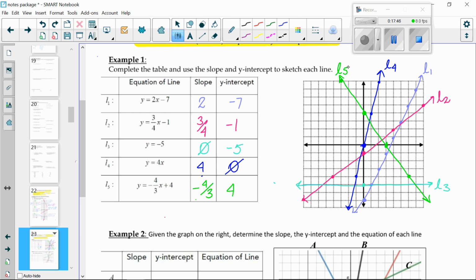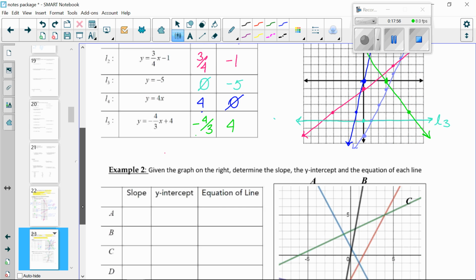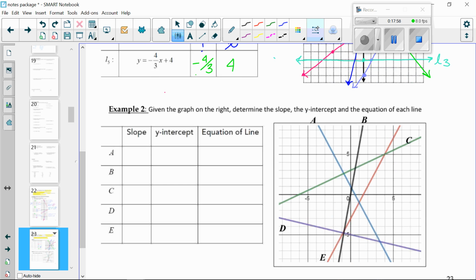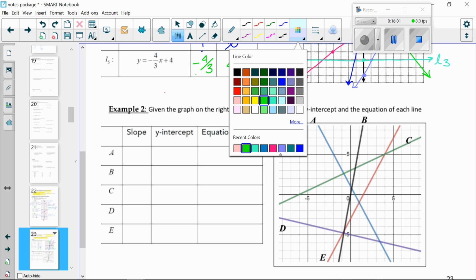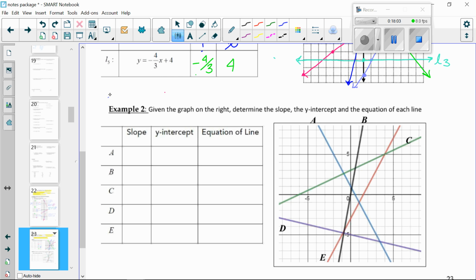All right, so that's how we draw them. You plot a point at your y-intercept and you use your slope to plot more points. Plot as many as you can for accuracy. All right, moving right along. Example 2, given the graph on the right, determine the slope, the y-intercept, and the equation of the line.